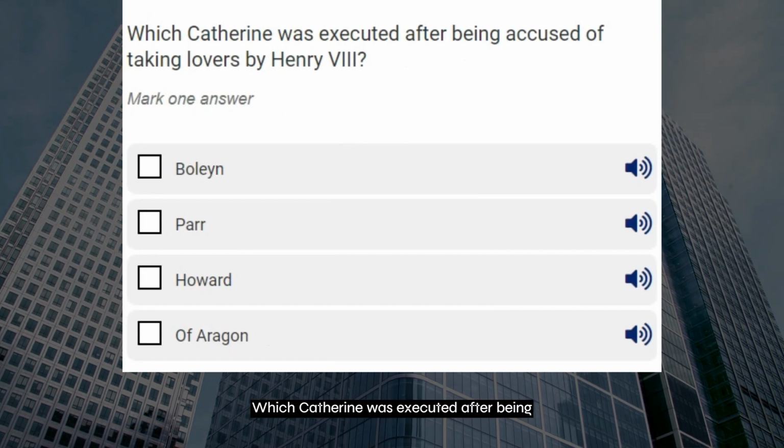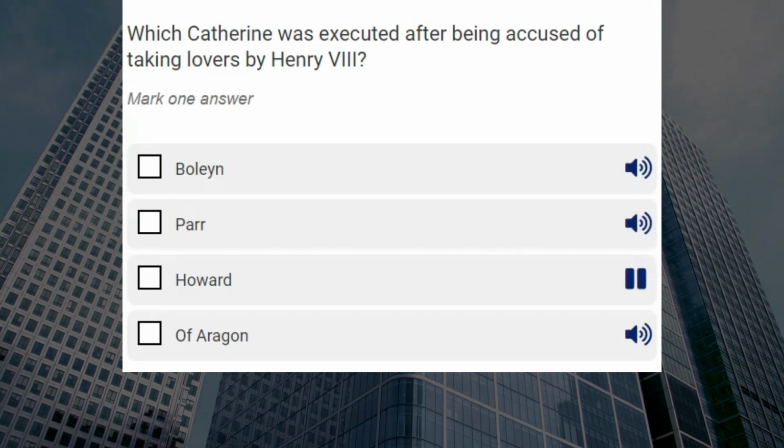Which Catherine was executed after being accused of taking lovers by Henry VIII? Boleyn, Parr, Howard, of Aragon. Correct answer, Howard.